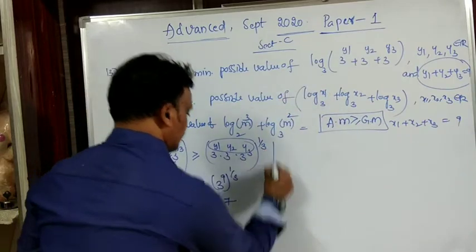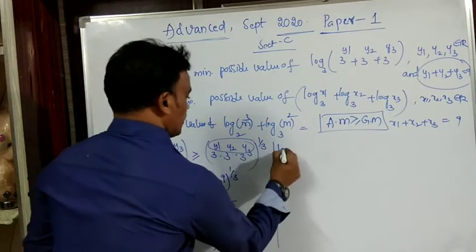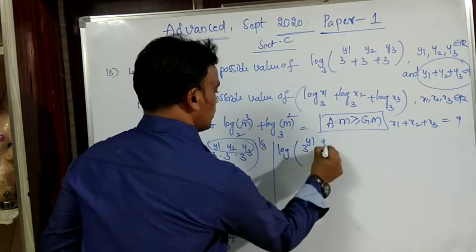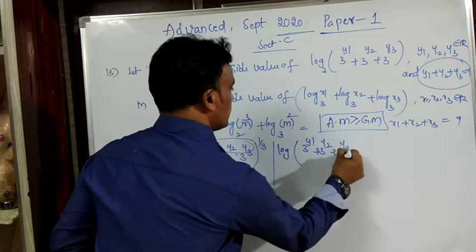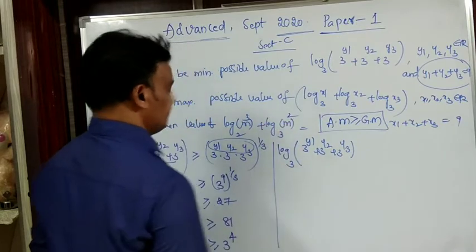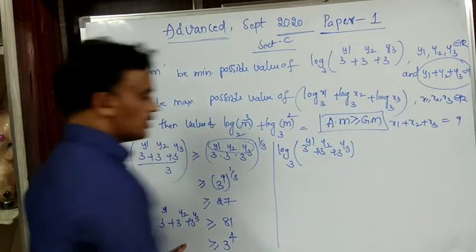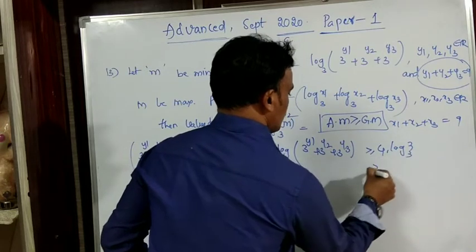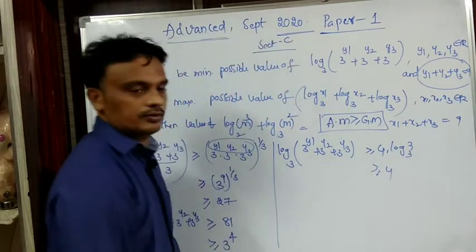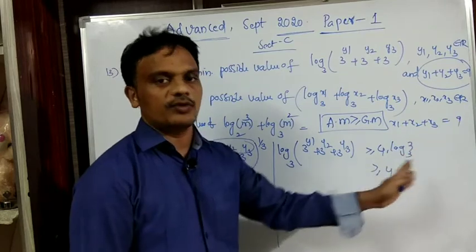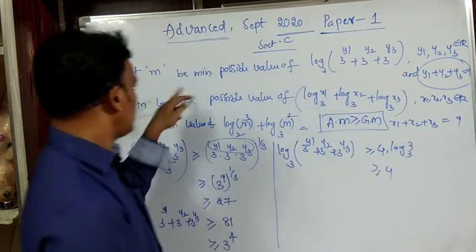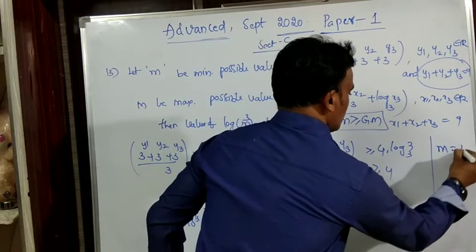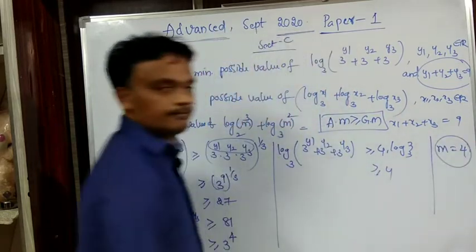Base is 3. Now I can write the logarithm of 3^y1 + 3^y2 + 3^y3 to base 3. Applying the logarithm, it is greater than or equal to 4 times log 3 base 3, which is greater than or equal to 4. That 4 is the minimum value, right? So here I can write small m is equal to 4.